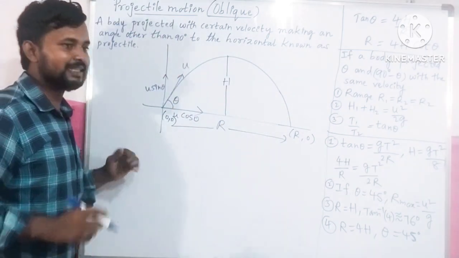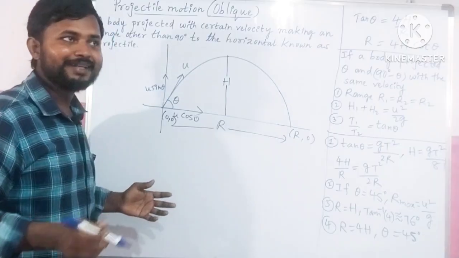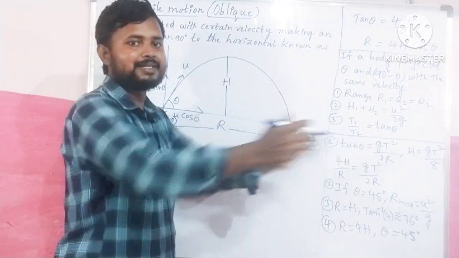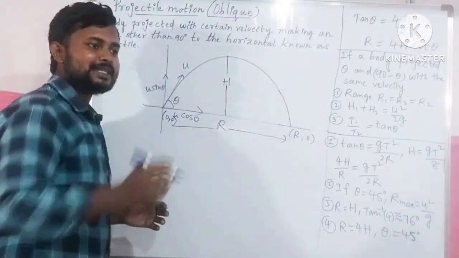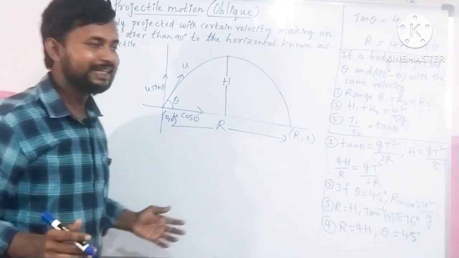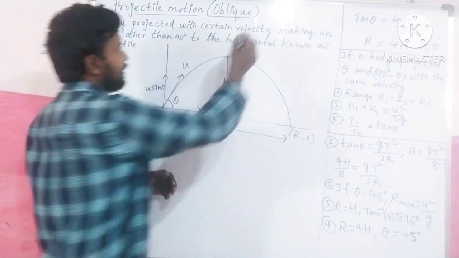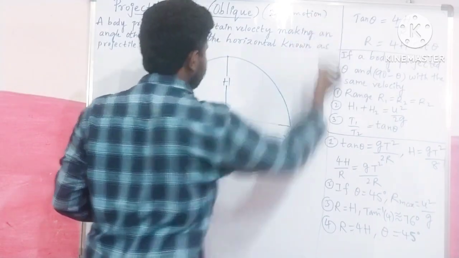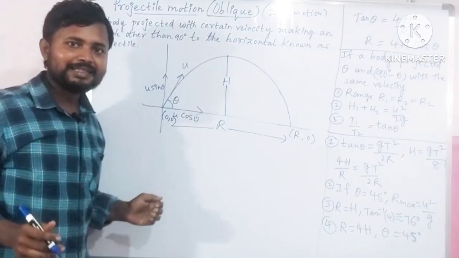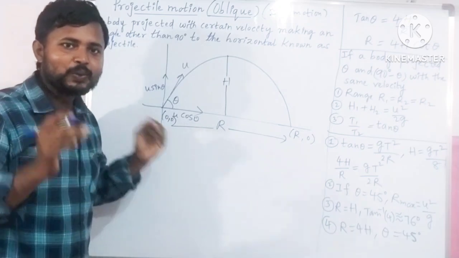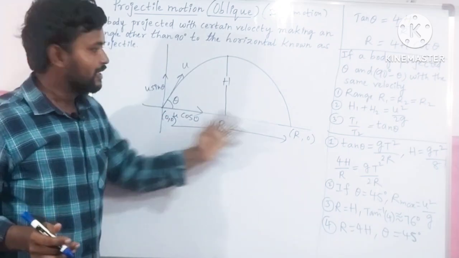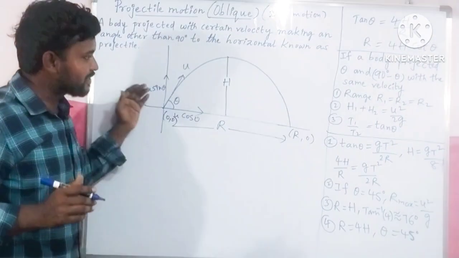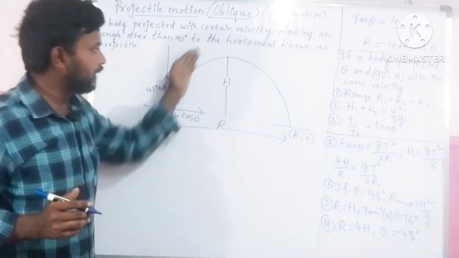In projectile motion, the body is moving vertically as well as horizontally. So it is an example of a two-dimensional motion. The body has two components, the horizontal component as well as the vertical component. Projectile motion is the sum of the horizontal component and the vertical component.